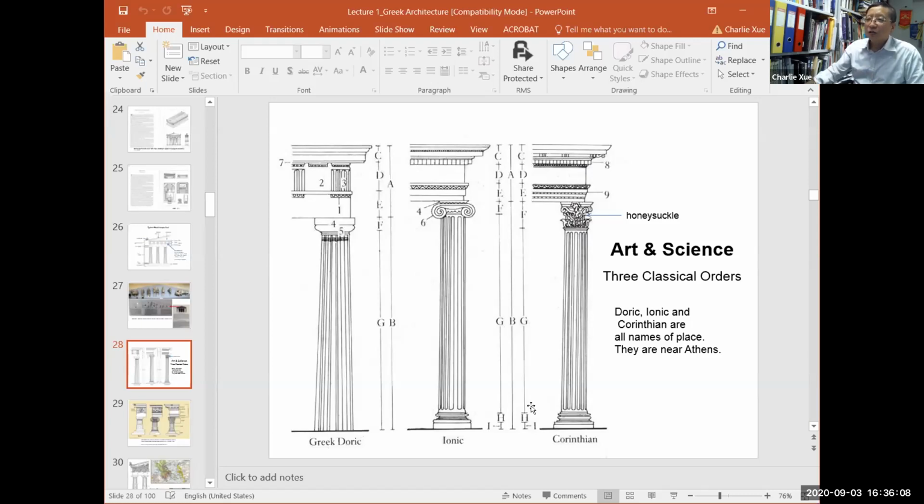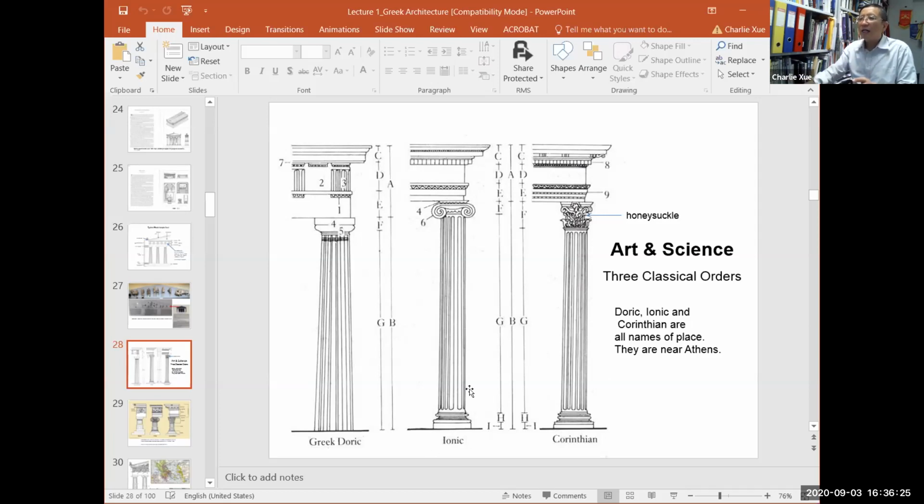And so the Doric column is very strong. It is like a man. There's no base, and the Doric column usually directly meets the ground.